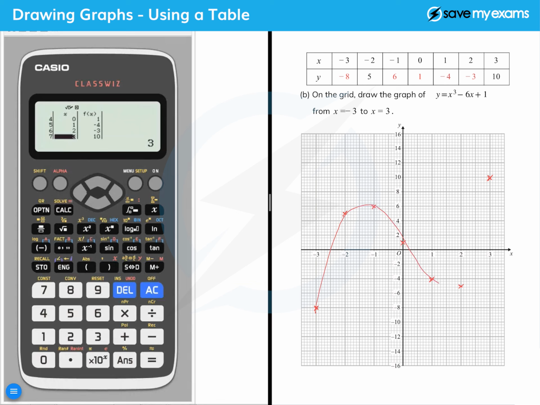Okay, and as long as it goes through most of the points roughly, that's not a great effort, but it'll do. Okay, because the intention is clear and often they're marking intention. So there we go. That's how you use the table function on your calculator. You might need to do a bit of work to find out where it is on your particular calculator, but it's well worth doing.